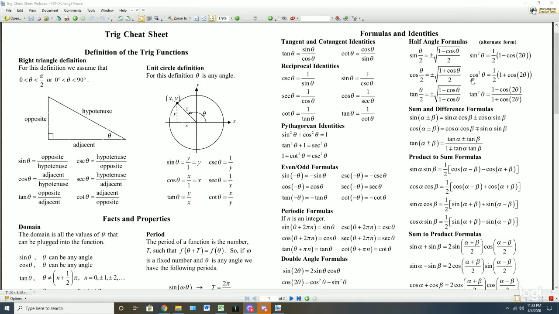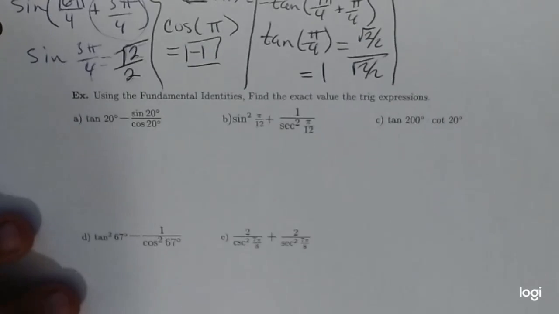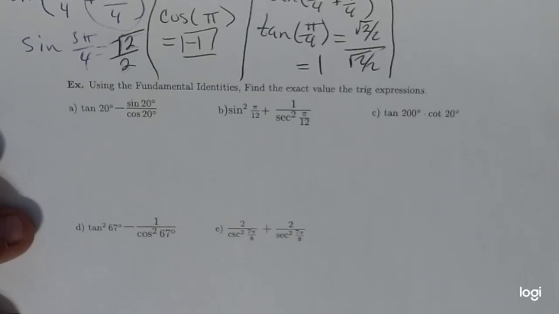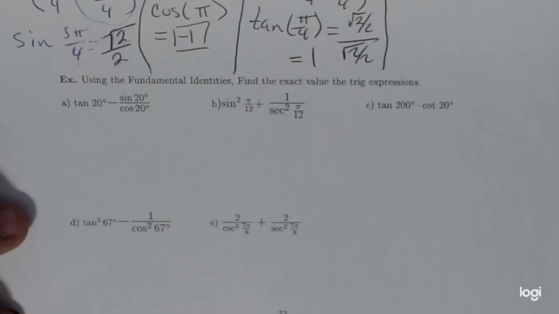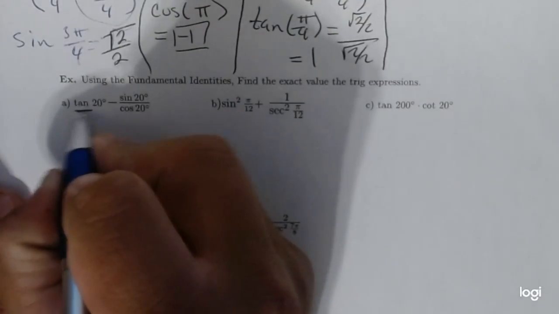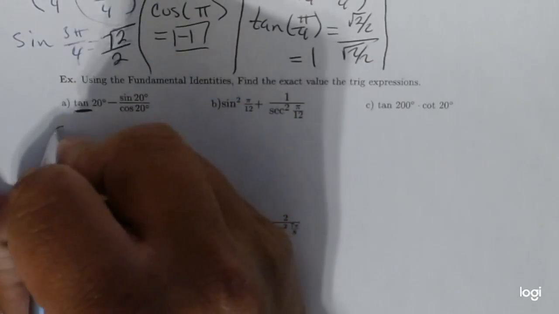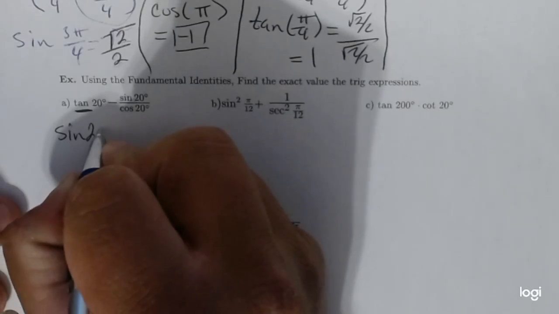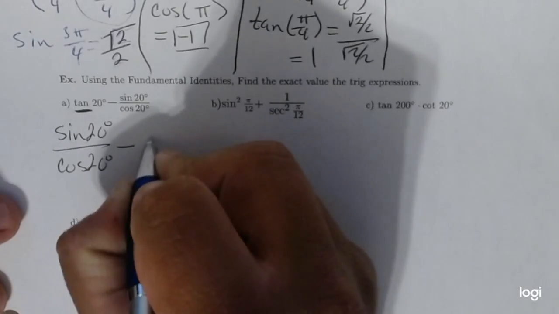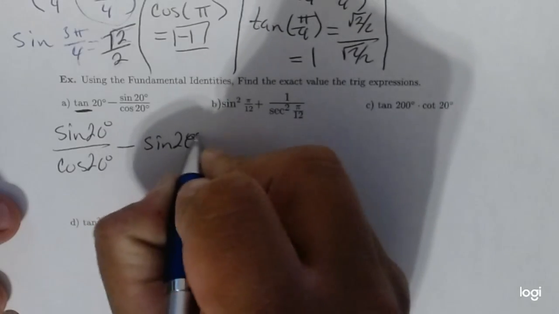Okay. So why don't we try these out? We're going to find the exact value. In other words, no using actual calculators. We have to do this the old-fashioned way, by hand. Okay. So it's actually not that bad, right? Knowing the process. Tangent we know is sine over cosine. So this is sine of 20 degrees over cosine of 20 degrees, and then minus that.